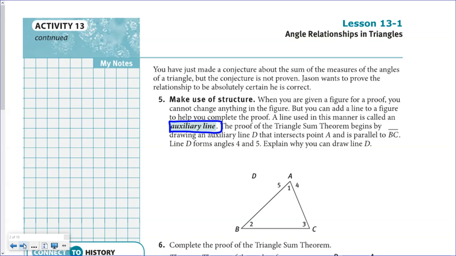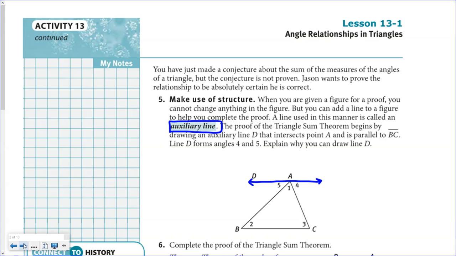So they want the auxiliary line to intersect point A and be parallel to BC. So we want it to be parallel to BC, and we want it to be going through point A. I left off my little arrow there. I'll just pull it back up here. So that's what we want our line to look like.